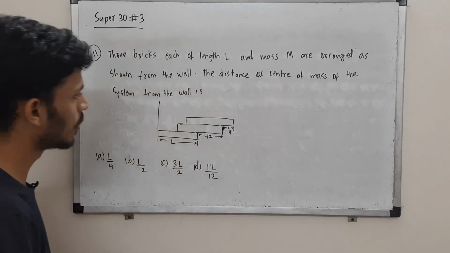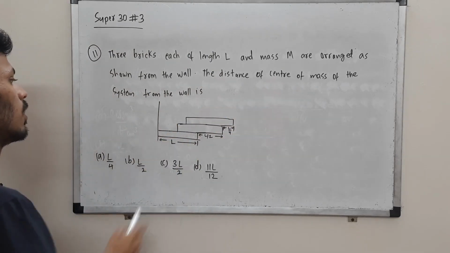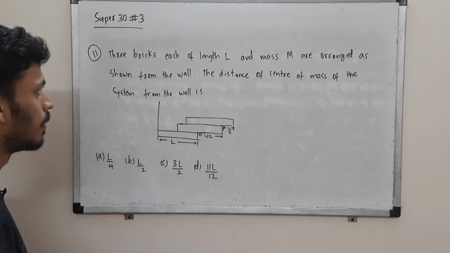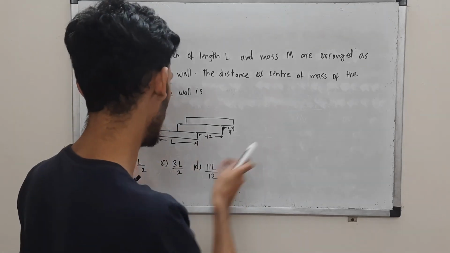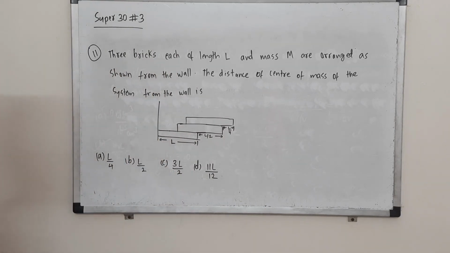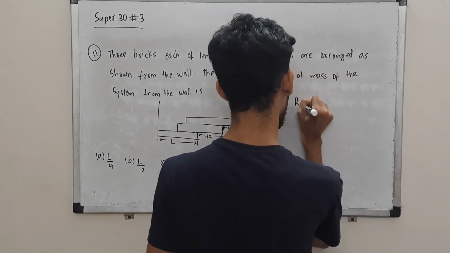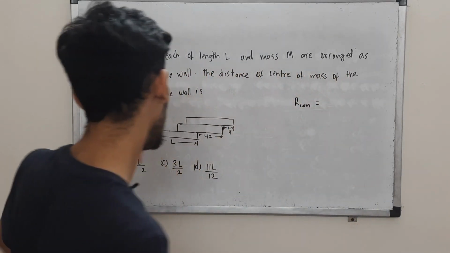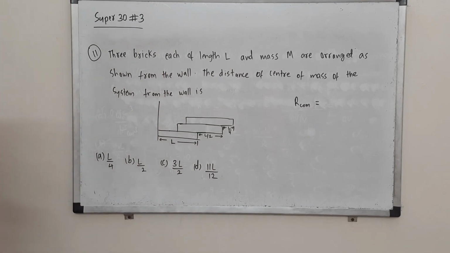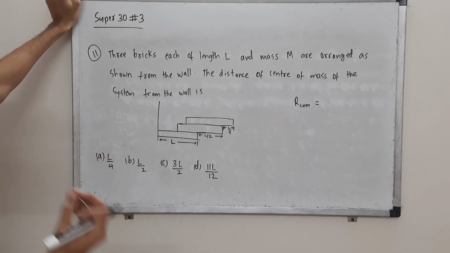Here we are supposed to tell the distance of the center of mass from the wall for this system. Each of these is a brick of mass m and length L. They are arranged as shown, and this is the wall we are speaking about. We are supposed to tell the distance of the center of mass, RCOM, from the wall. Now instead of treating them as bricks, we can treat them as discrete point masses, by considering the center of mass of each block.